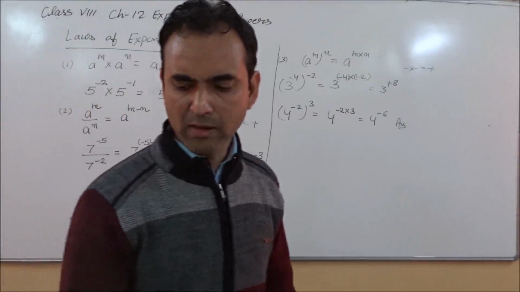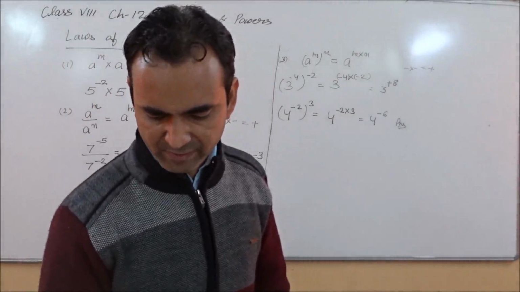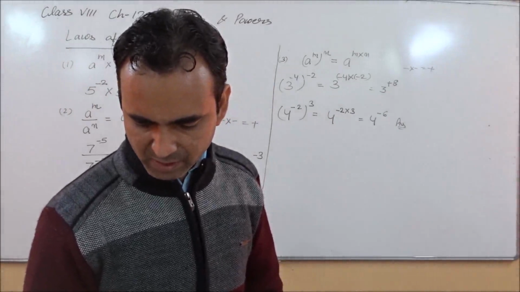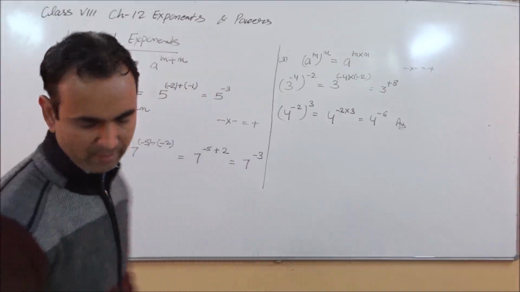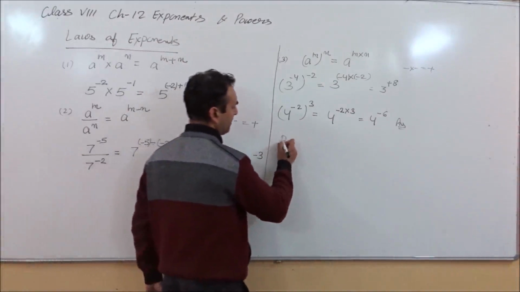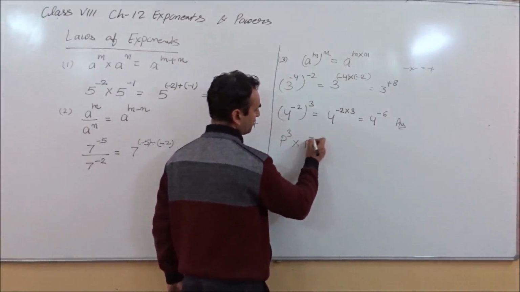Now you will solve page number 195. Try these questions that we have discussed. Let's take one question: p raised to 3 into p raised to minus 10.